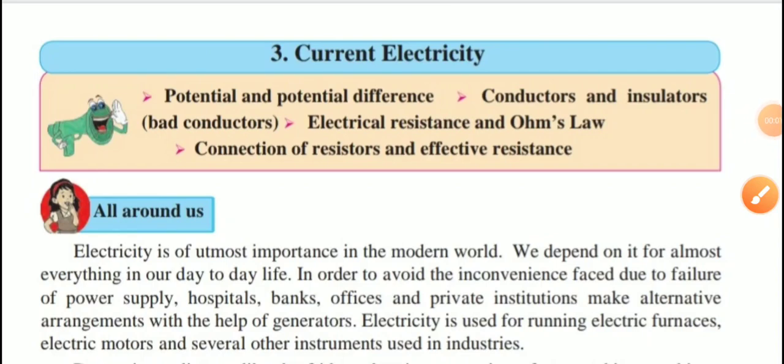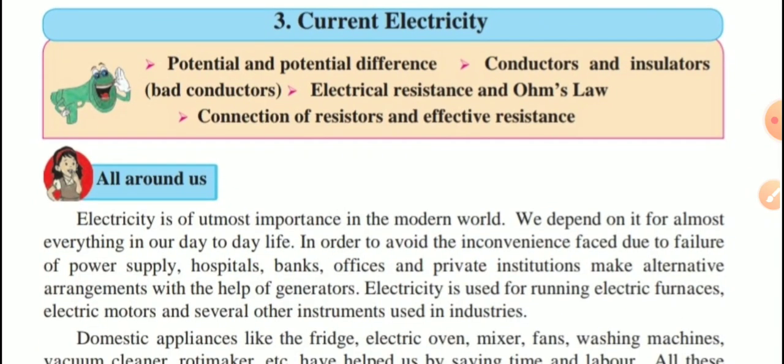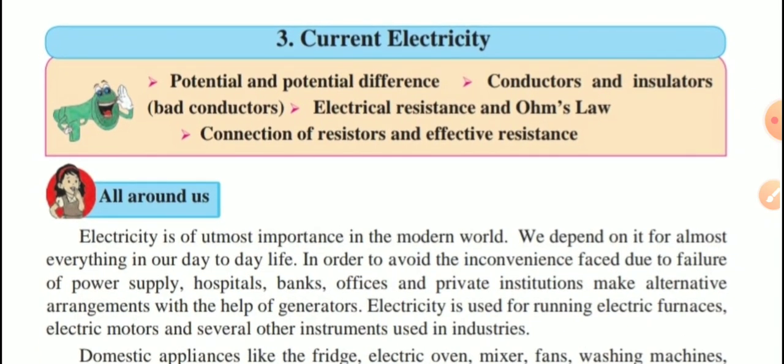Hello students. Today we start the new lesson number 3, current electricity. In this lesson: potential and potential difference. Second point, conductors and insulators. Insulator means bad conductors. Electrical resistance and Ohm's law. And one more point is given, that is connection of resistors and effective resistance.